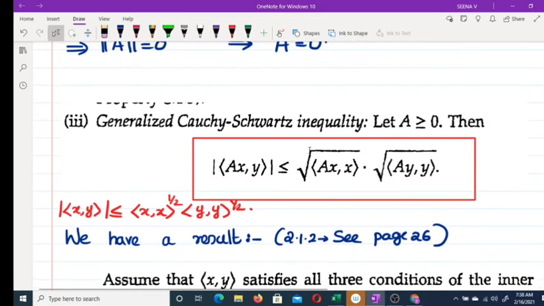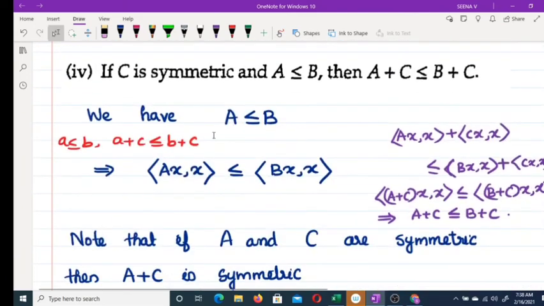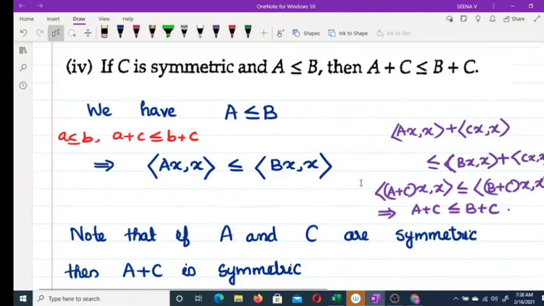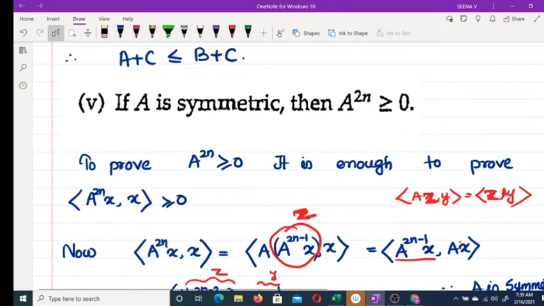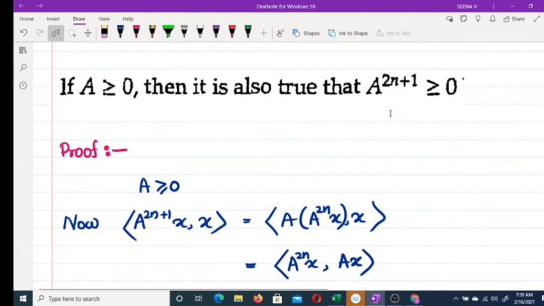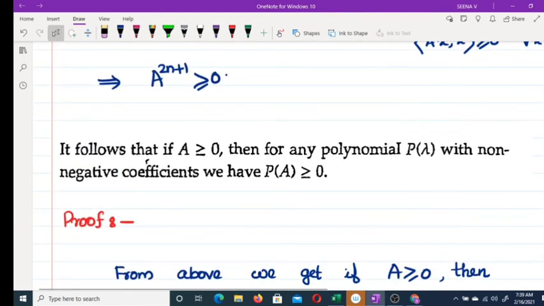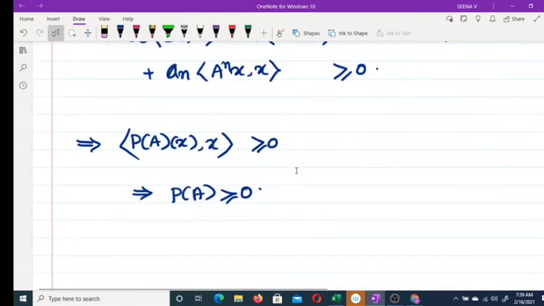Next, the generalized Cauchy-Schwarz inequality: let A be greater than 0, then this condition holds. And the fourth property: if C is symmetric and A less than or equal to B, then A plus C less than or equal to B plus C. Next, if A is symmetric, then A raised to 2n is greater than or equal to 0. If A greater than or equal to 0, then A raised to 2n plus 1 greater than or equal to 0. And finally, if A greater than or equal to 0, then p of A greater than or equal to 0. That's all for today's class.